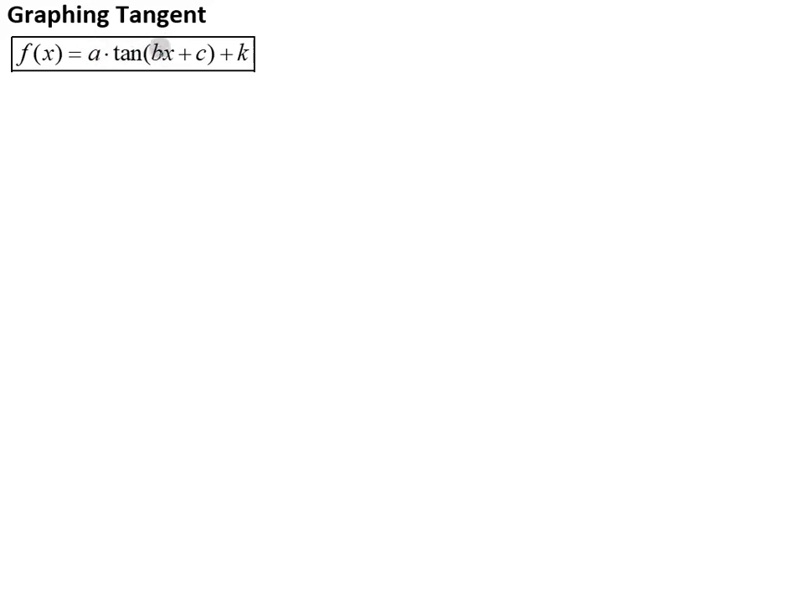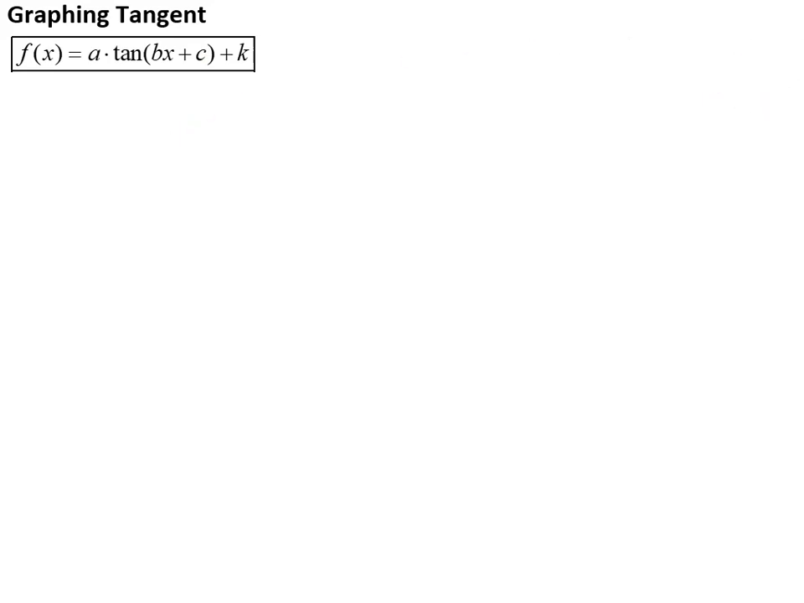B here is actually a horizontal stretch or compression or reflection, but we won't have to do it on the graph like that. C will control whether or not there is a shift horizontally, and you no longer need to refer to that as a phase shift. And then K is our vertical shift. Actually, I think that's not true. I think you can refer to that still as a phase shift.